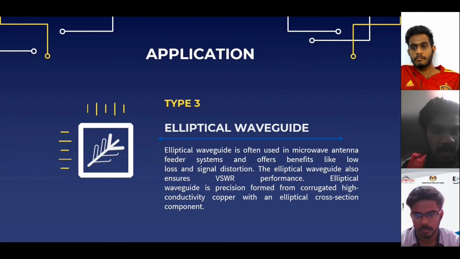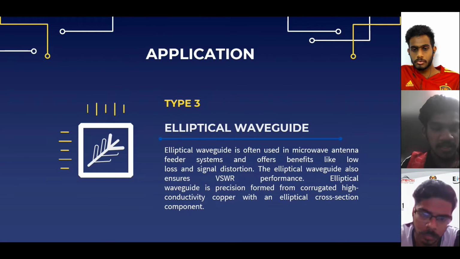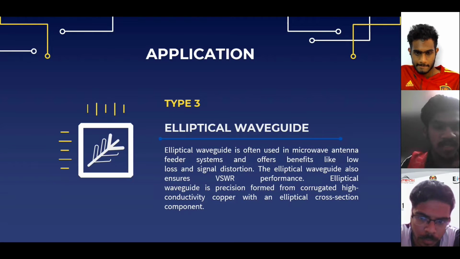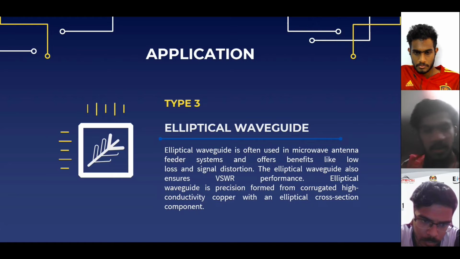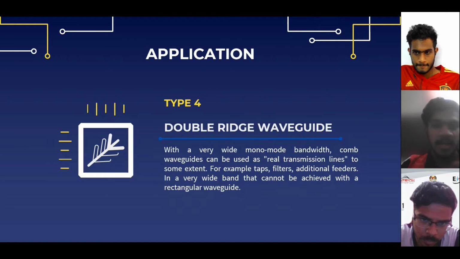Moving on, the elliptical waveguide is often used in microwave antenna feeder systems and offers benefits like low loss and low signal distortion. The elliptical waveguide also ensures good VSWR performance. The elliptical waveguide is precision formed from corrugated high conductivity copper with an elliptical cross-section component, as I just explained.